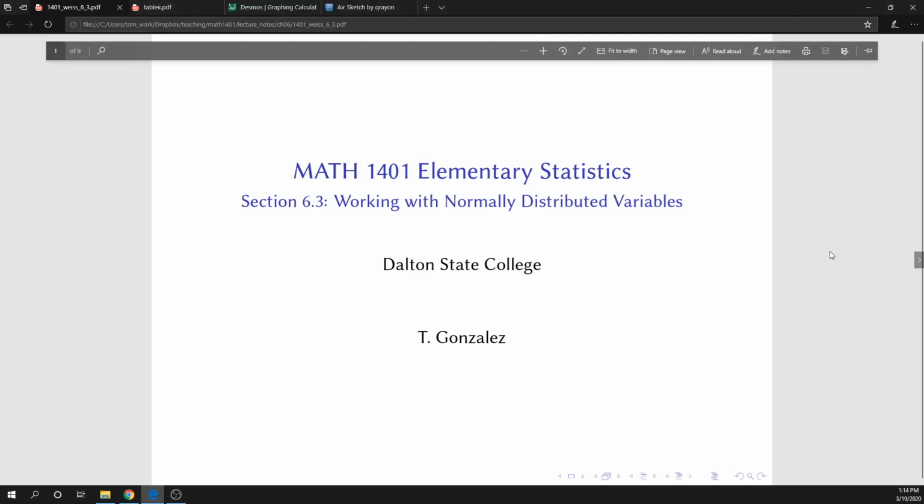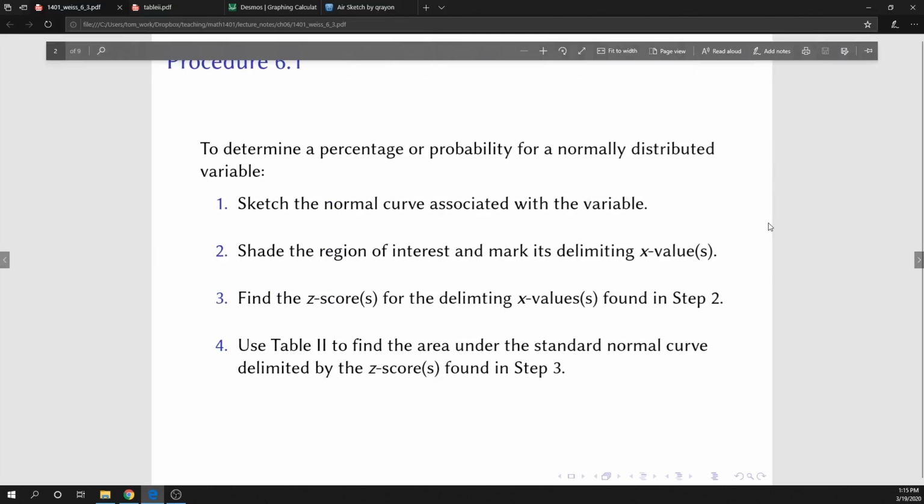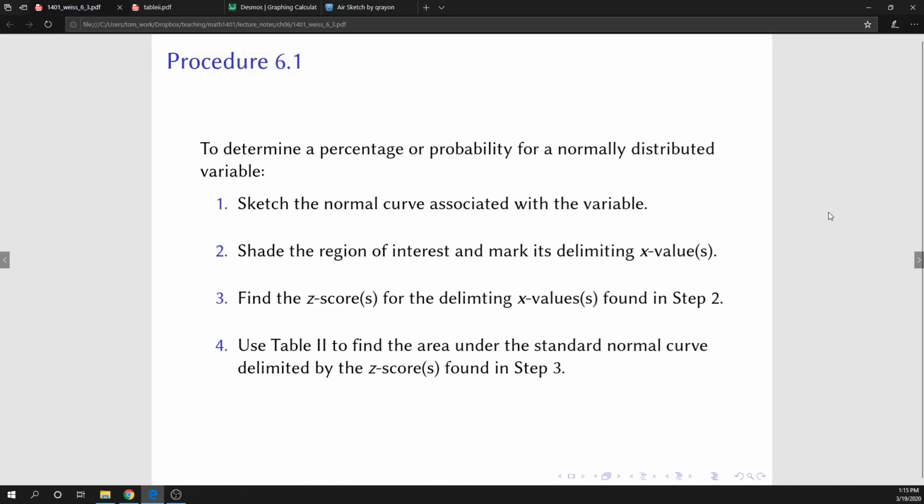In this video, we are going to start talking about section 6.3, which is on working with normally distributed variables. In this section, we are going to put together some of the techniques from the previous sections and basically apply those techniques to word problems.